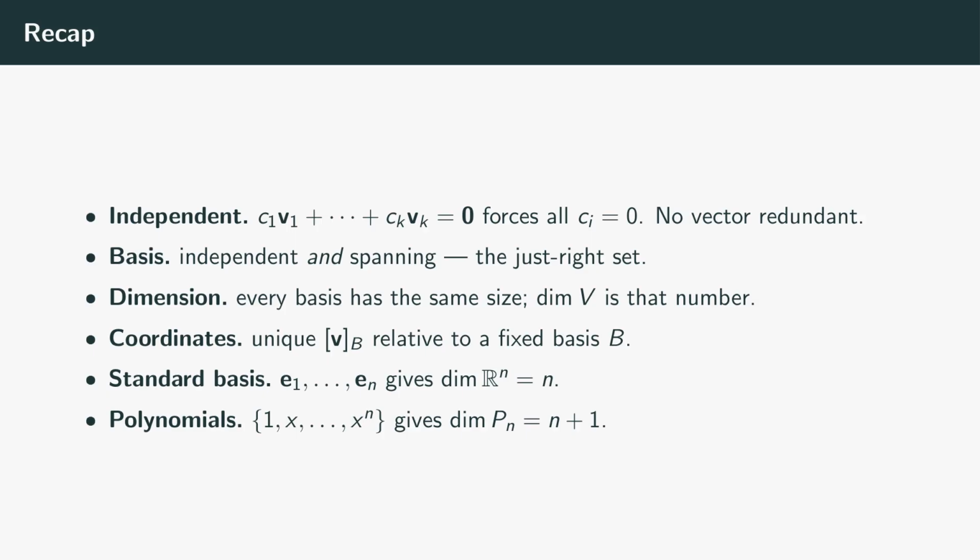The standard basis of Rn is the unit vectors along the axes, so Rn has dimension n. The polynomials of degree at most n have basis 1, x, up to x to the n, so that space has dimension n plus 1. Next episode, we apply basis and dimension to matrices and meet the 4 fundamental subspaces, where these counts lock together into the big picture of linear algebra.